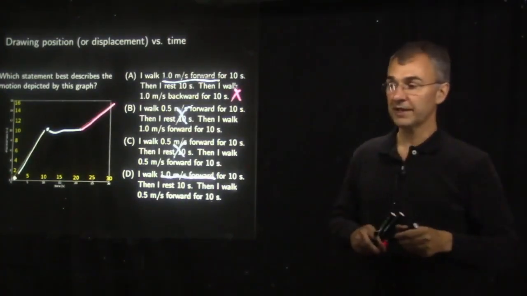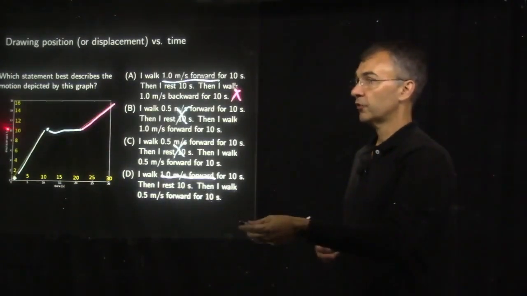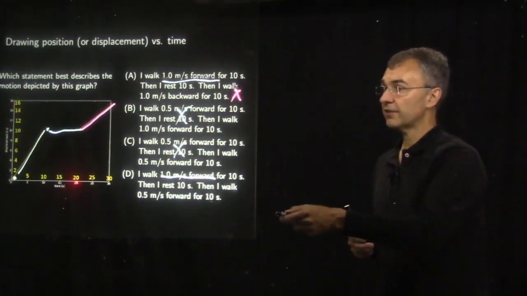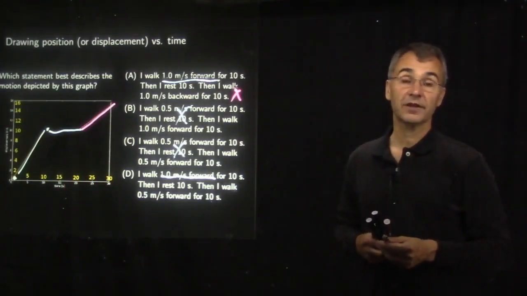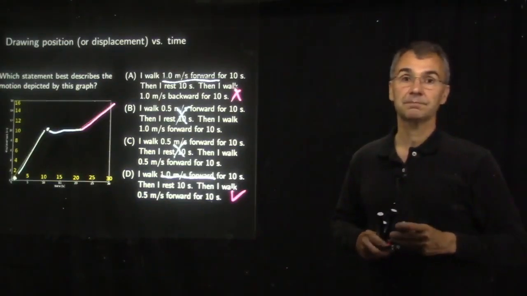But let's see if this rate at which I'm going forward makes sense. I go from x equals 10 meters to x equals 15 meters in the time interval from 20 seconds to 30 seconds. So that is a displacement of plus 5 meters in a time interval of 10 seconds. So that's plus 1/2 meters per second. I think I like that. So I think answer D looks pretty good to me.